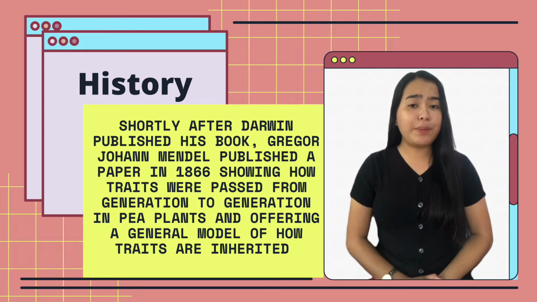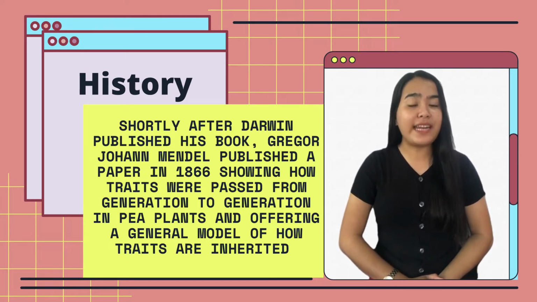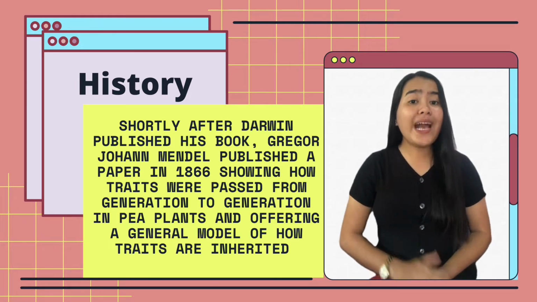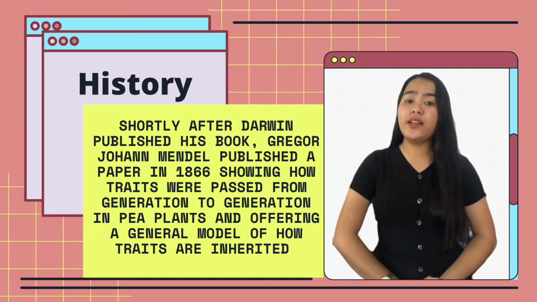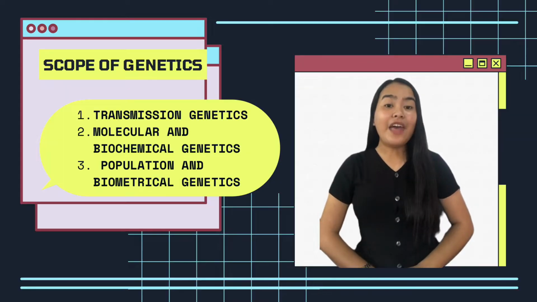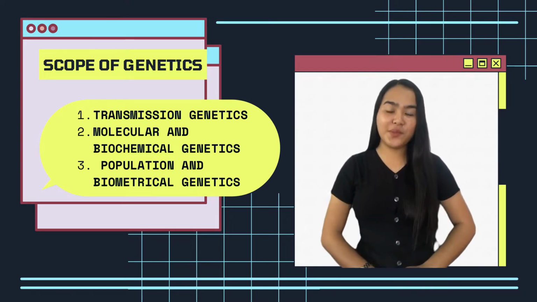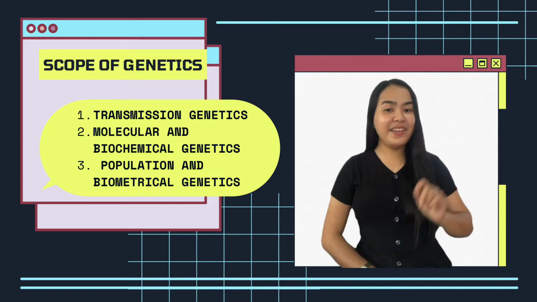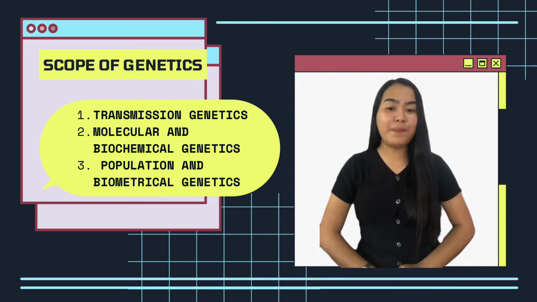Shortly after Darwin published his book, Gregor Johann Mendel published a paper in 1866 showing how traits were passed from generation to generation in pea plants and offering a general model of how traits are formed. There are three scopes of genetics. The first one is transmission genetics. Second, molecular and biochemical genetics. And lastly, population and biometrical genetics.